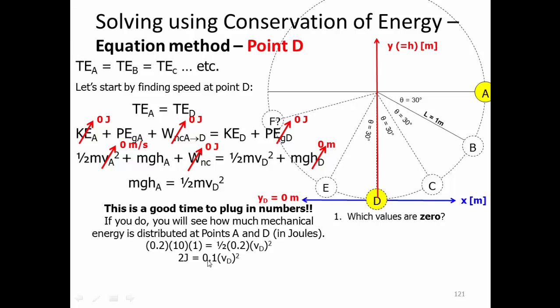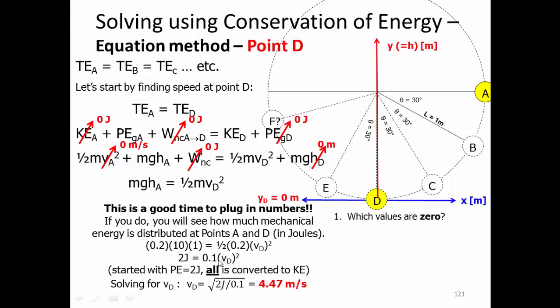And we don't know what our velocity at point D is. That's our unknown that we're solving for. You'll notice here, we started on the left side. Here's our starting point. Here's our ending point. We started with 2 joules of potential energy, and all of that 2 joules will get shifted into kinetic energy right here. And so we can solve this for VD, divide by 0.1, take the square root, and you get 4.47 meters per second. Do you recognize that number from someplace?